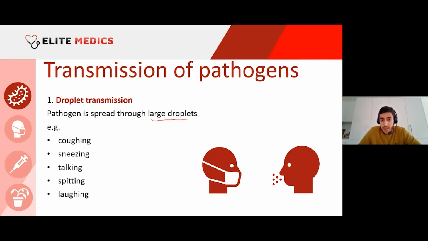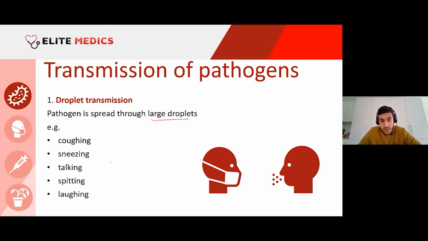So just talking, for example, is a common way in which you can spread COVID. When someone's coughing or sneezing, people tend to notice, but remember that talking also releases droplets, because you're releasing water vapor when you talk. The droplets come out of your mouth, and that's how you spread it through large droplets.